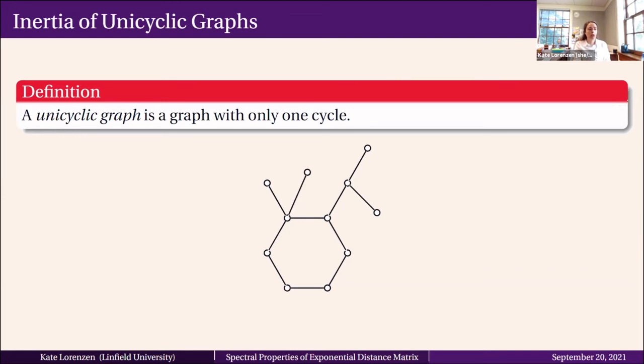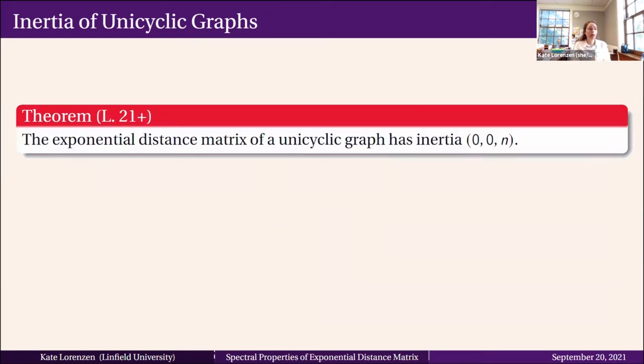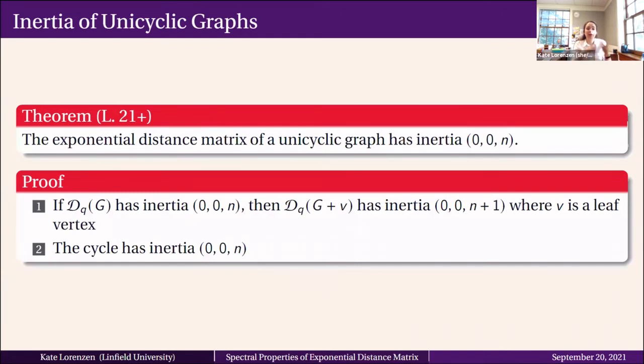So the way I'm going to prove this is within 2 steps. The first step, so I'm going to show that it has all positive eigenvalues. And I'm going to do this in 2 steps. The first step is I'm going to show that if a graph has all positive eigenvalues and I add a leaf onto it, then I've only added on a positive eigenvalue. And the second thing I'm going to do is show that the cycle has all positive eigenvalues. So then when I add any leaf on to create my unicyclic graph, I'm going to get all positive eigenvalues.